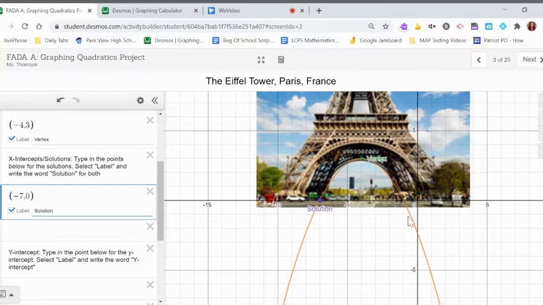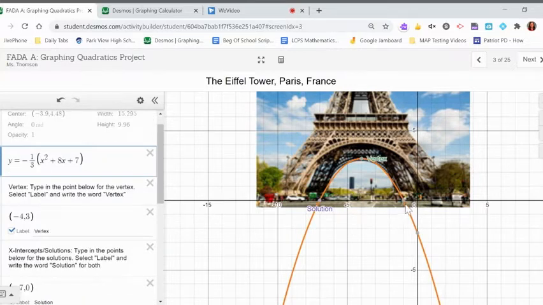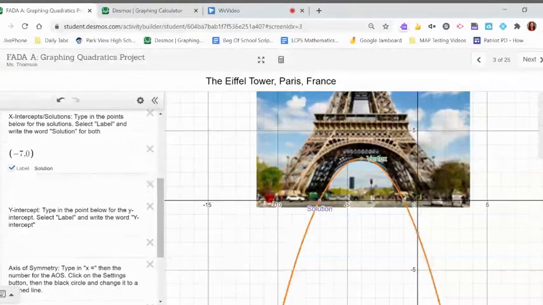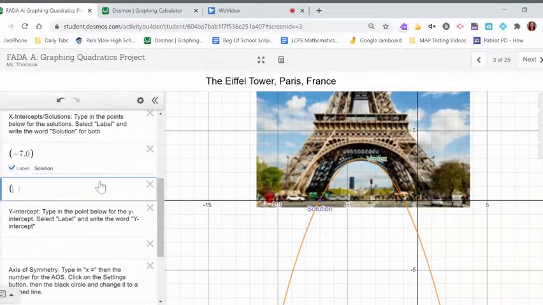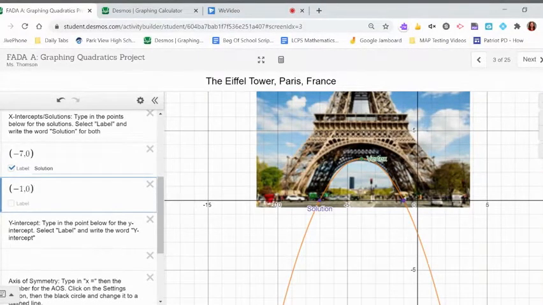There's another spot here for a second solution. So if you click on the orange graph, that gray dot will appear, and that's at -1, 0. So I'm going to type in -1, 0. You'll see another purple dot will appear in that spot. And we're going to label this one as well. This is also a solution. Okay, so now we have our two solutions and our vertex.